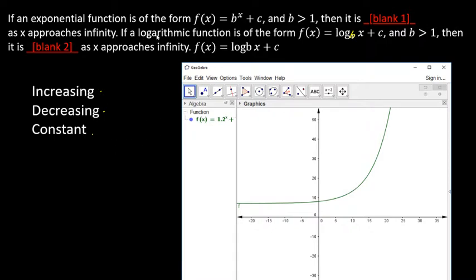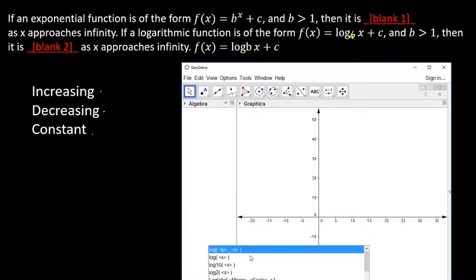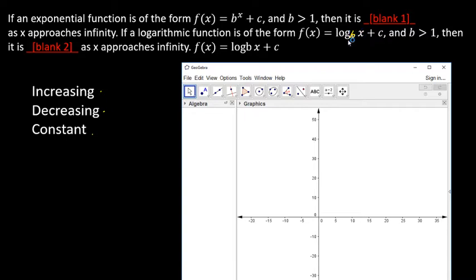Now they say if a logarithmic function is of the form f of x equals log base b of x plus c, and b is greater than 1, then once again, are we increasing, decreasing, or constant? So I'm going to delete our old example, and we have to come up with a new one. So we need an f of x equals log, and we have to choose a base greater than 1. So I'll pick 10, that's our standard base, of x. So log base 10 of x. And I'll pick plus 8, just to have some number there.